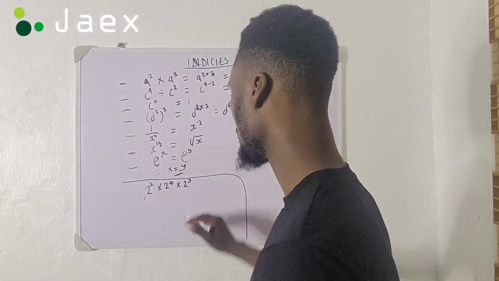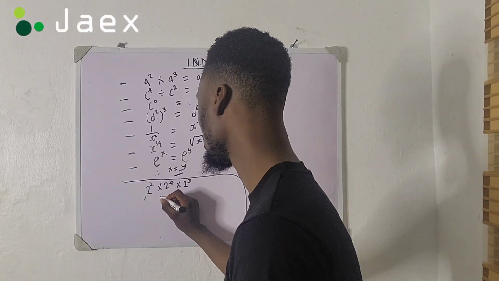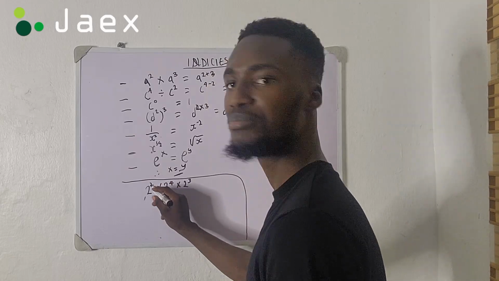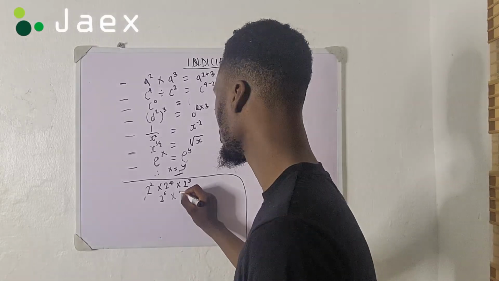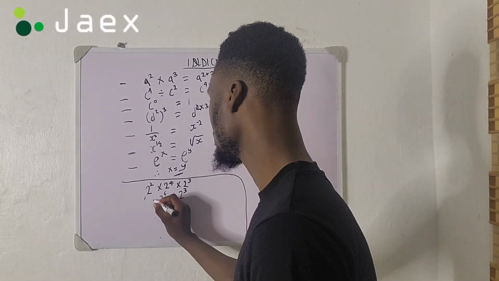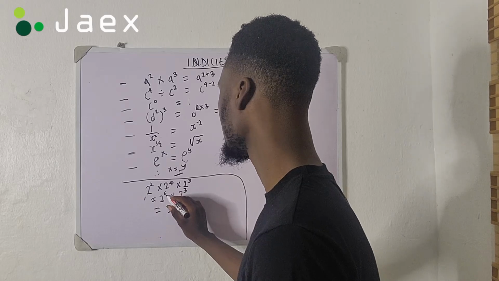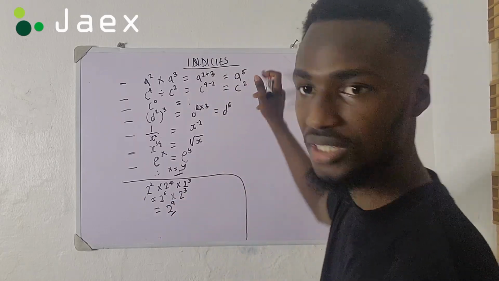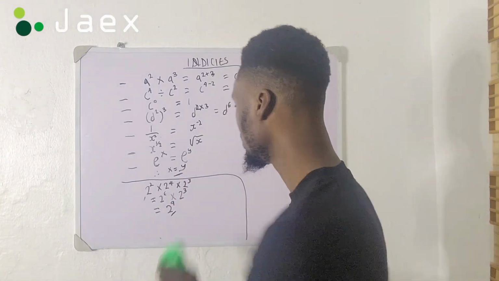To solve this, we do 2 raised to power 2 times 2 raised to power 4, which will give us 2 raised to power 6. Now you add the powers, 2 plus 4 to give you 6, times 2 raised to power 3. This will further give you 2 raised to power 6 plus 3, which is 9. So this is the first law of indices. That is all it states. So now I'll move on to the next example.